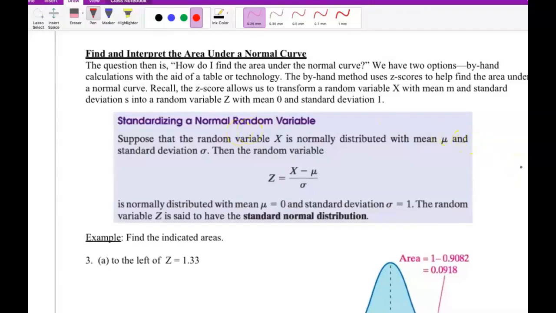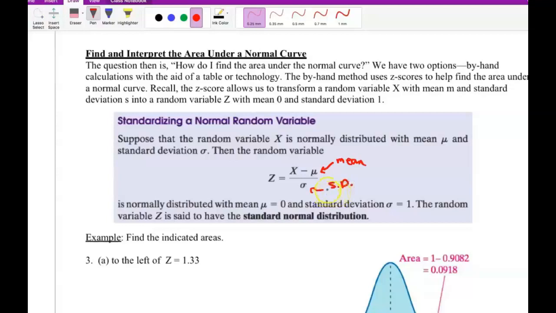Hello. In this part we should find and interpret the area under a normal curve. Here we have the z-score, which we had before. Z is equal to x minus the mean, divided by the standard deviation.